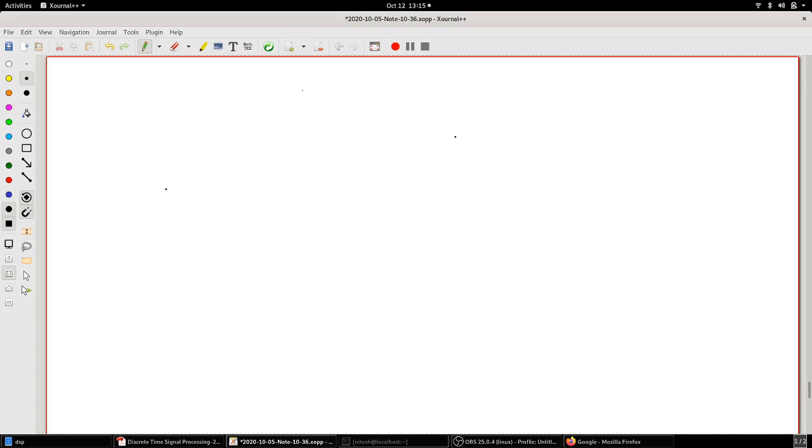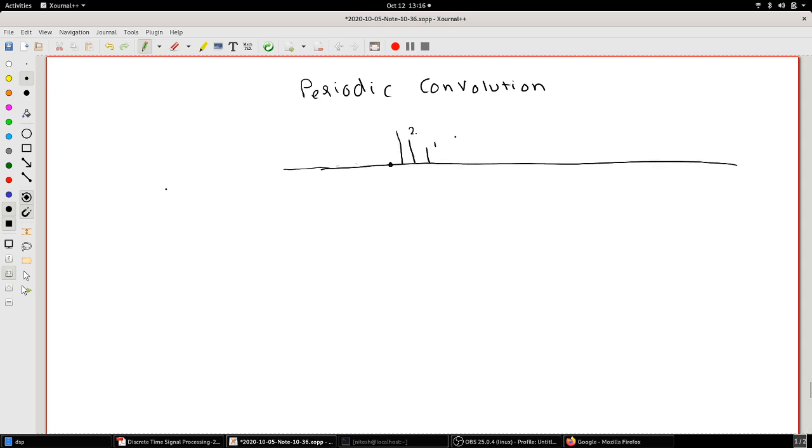So let's take an example for solving a problem using periodic convolution. In a periodic convolution, we start off with two sequences having a period N. Let's say 1 2 3 0. This is your x1 tilde of n, a sequence with N equal to 4.